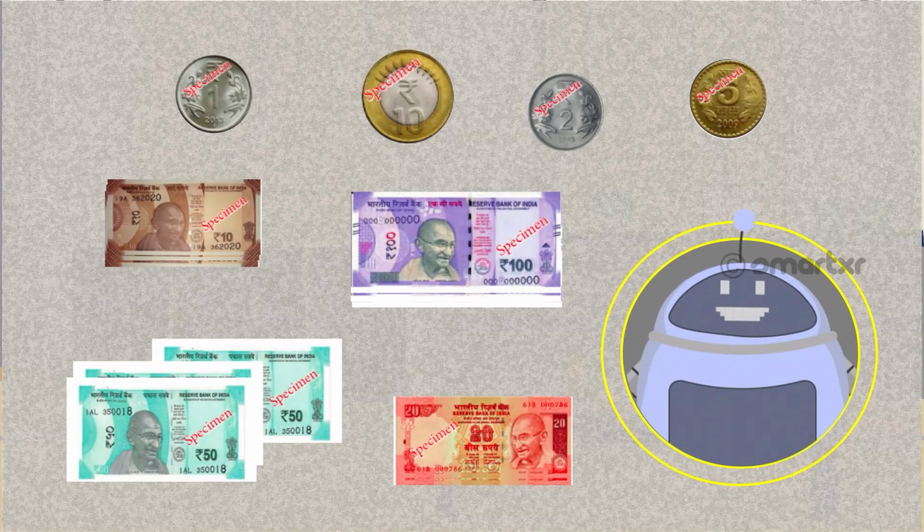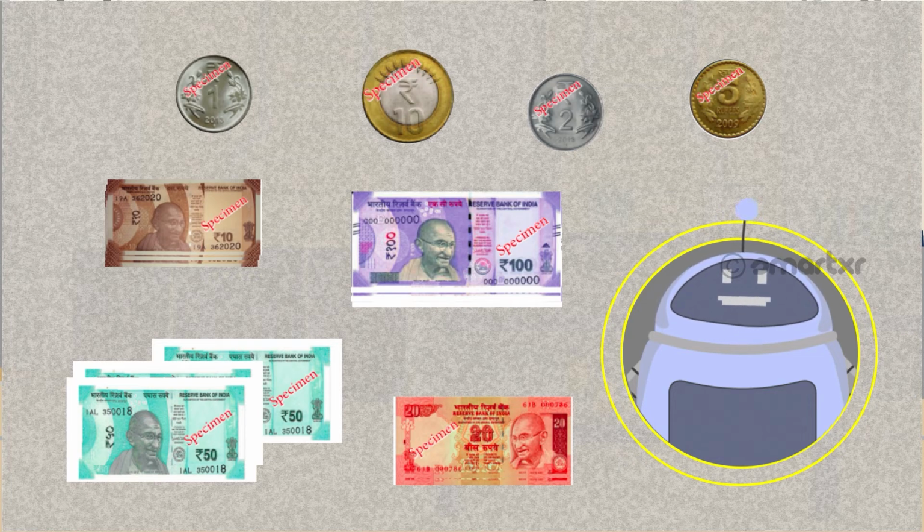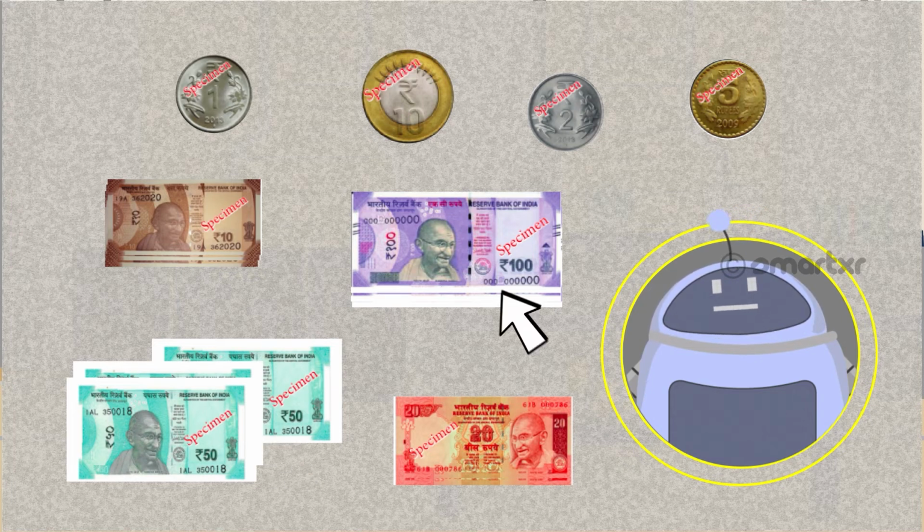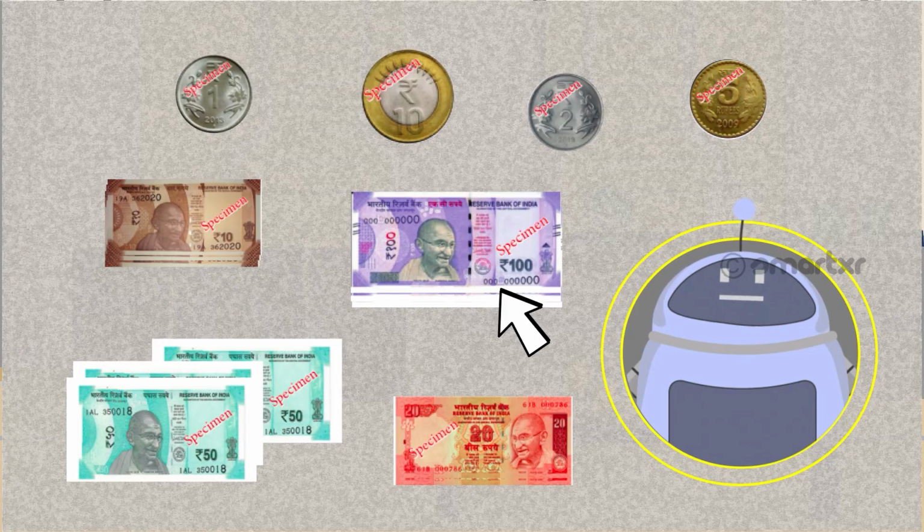Did you know 5 rupees and 10 rupees are available in coins as well as notes? Look, these are all the notes of 5 rupees and 10 rupees. Other than these, there is a 20 rupees note, a 50 rupees note, and can you tell me which note this is?